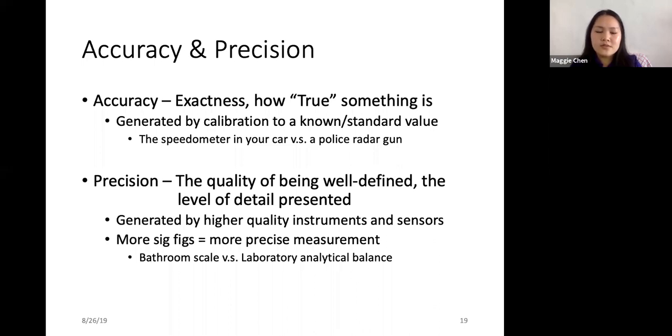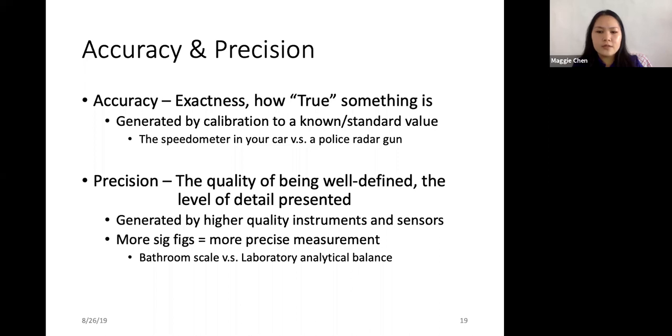So when you buy your car, your speedometer is probably calibrated once. You don't go in for yearly checkups and calibrate your speedometer. You probably won't ever have to do that. It's just like once you drive it off of the lot, then your speedometer is probably never calibrated again. But a police radar gun has to do annual calibration checks so that it holds up in court.